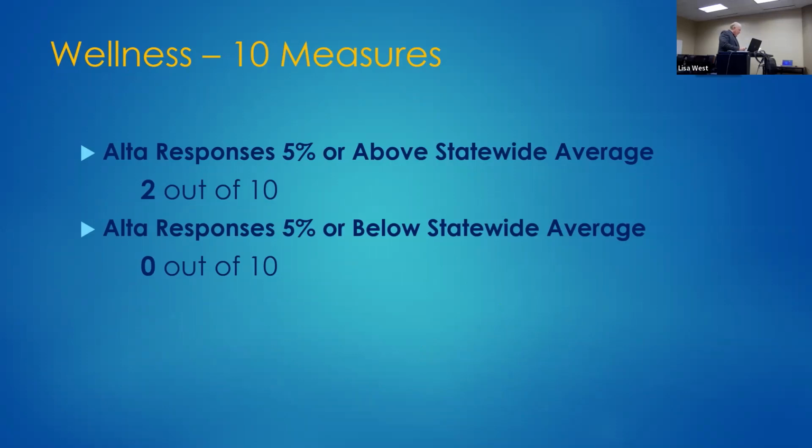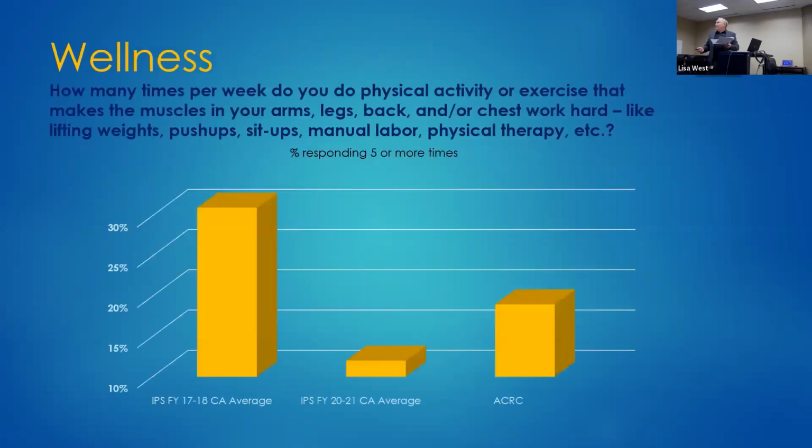Wellness, looking at clients' wellness, Alta scored above the statewide average by 5% or more in 2 out of 10 measures, and there were no measures where we scored below. So this is one where we get to give ourselves a pat on the back. There weren't any areas where we were identified as being an outlier needing to make improvement, although we always continuously strive for improvement, but just examining where we did well in this category.